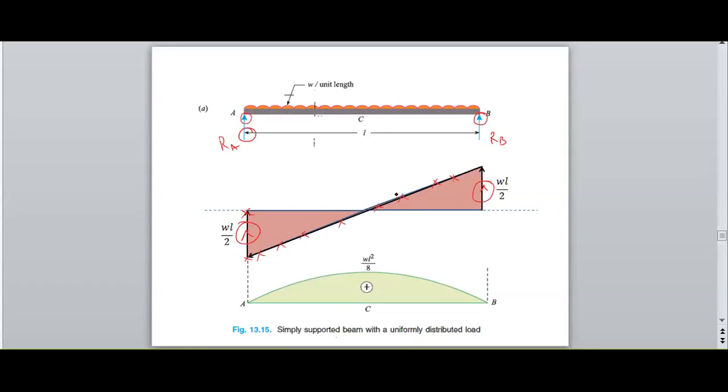So I am getting an inclined straight line. So here it is shifted. Shear force is shifted from positive to negative at some region. I don't know the region.